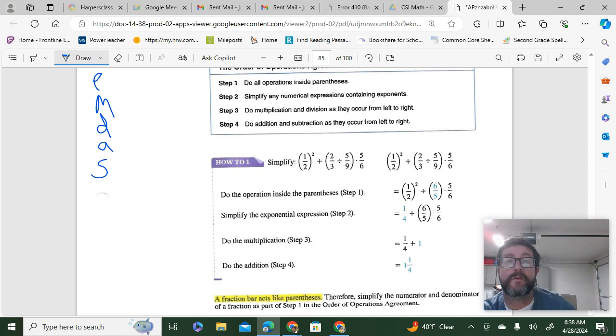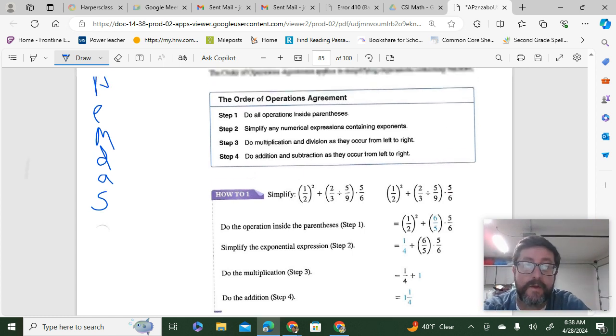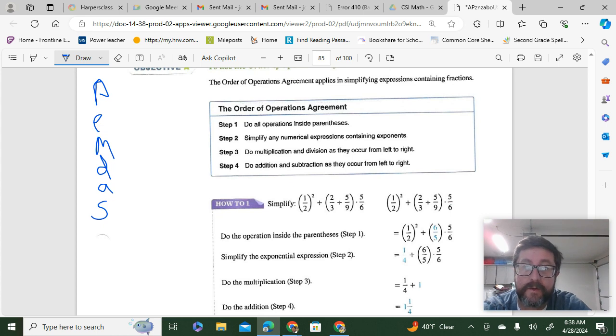Step one is do all operations inside the parentheses. That is the P, parentheses. Simplify any numerical expressions containing exponents. That is what the E stands for. Do multiplication and division as they occur from left to right. That's very important, left to right.